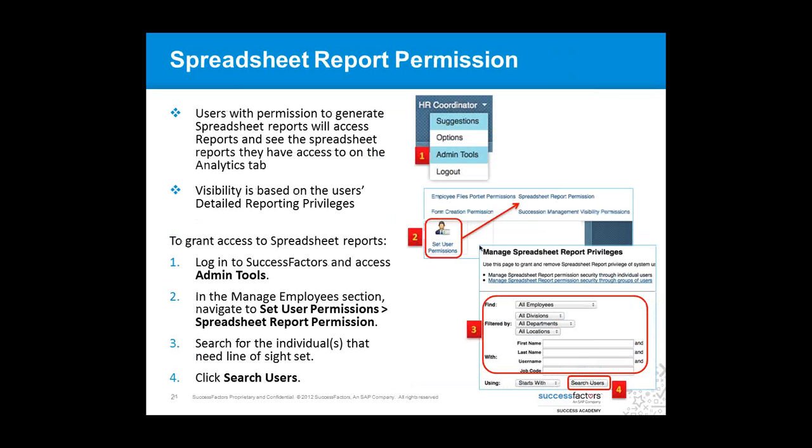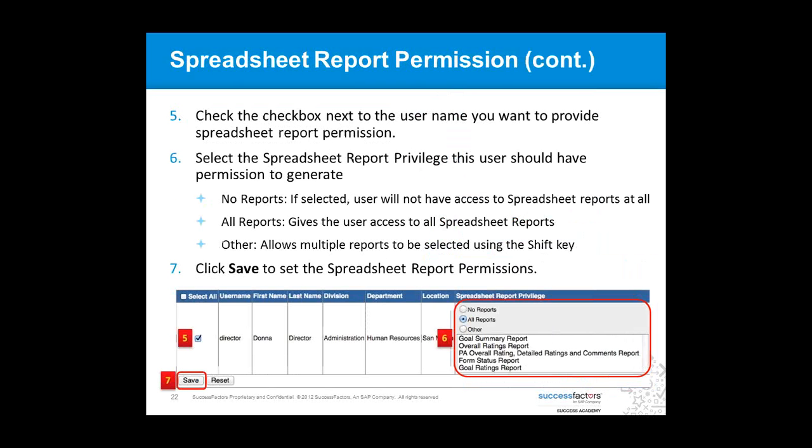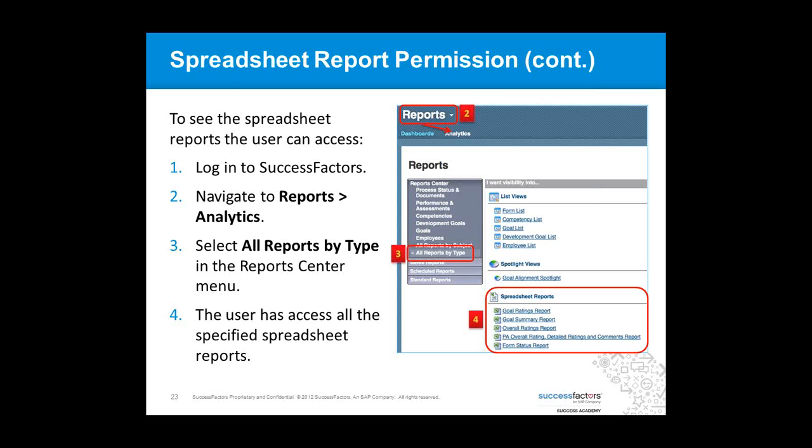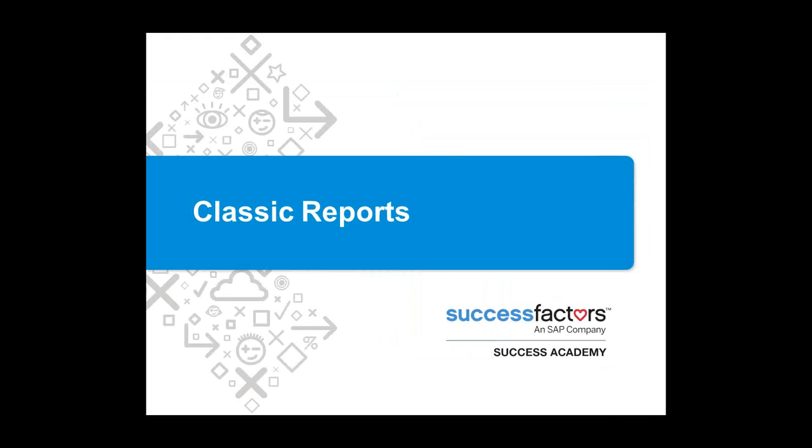After activating in the provisioning system, you need to come to admin tools, then set user permissions, employee files, portlet permissions, spreadsheet report permissions, and then search for the users. You can give the access to all the reports, and once you click on save, the permission is granted. You can also give permissions by report type.